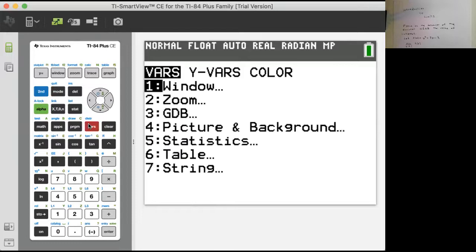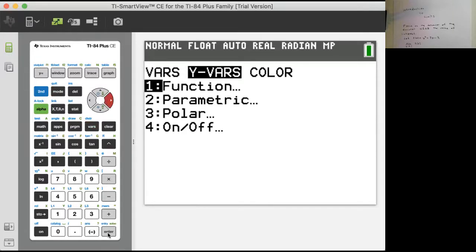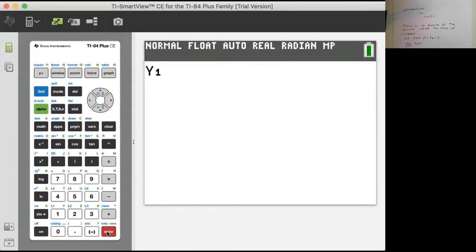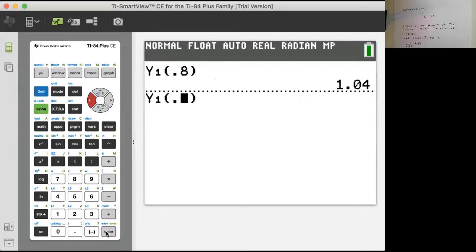So we can go to vars, y vars, function. What happens near 1? Well, I don't know, is 0.8 near 1? So that's my x value. The corresponding value of the function is 1.04. Okay, let's get closer to 1. If I do second enter, that brings up the previous line of code and I can edit it. How about 0.9? So that's getting closer to 1, and the value is 1.51. But I can get even closer to 1.